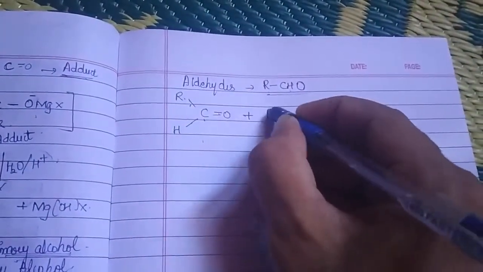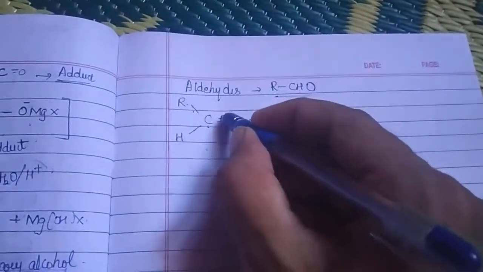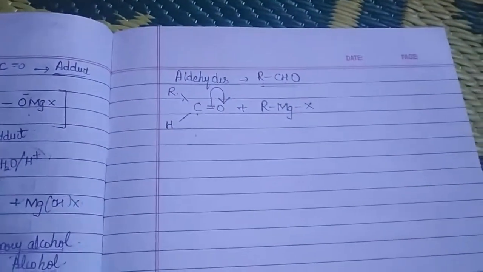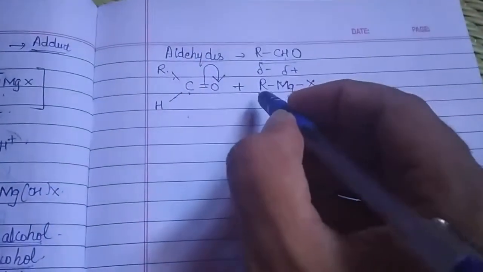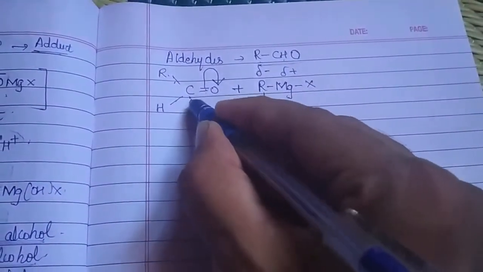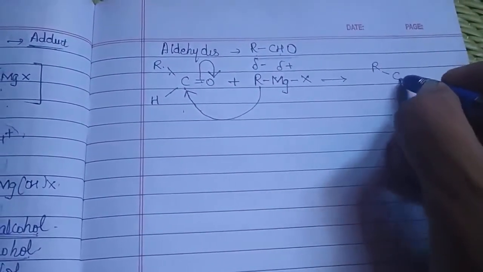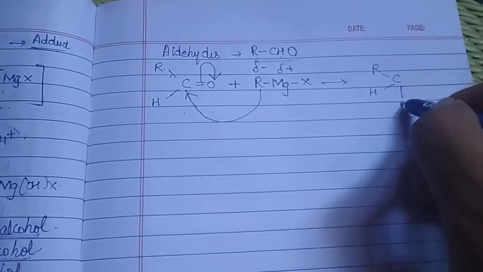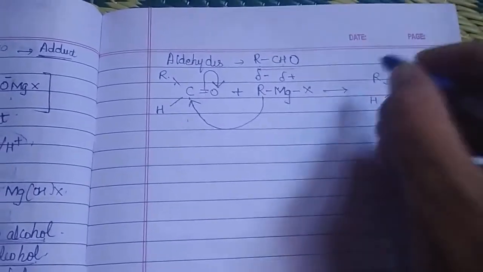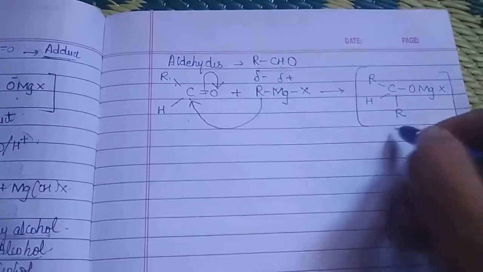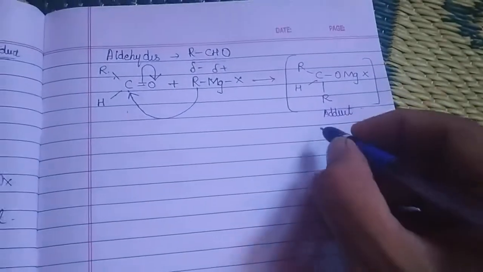When you treat this one with a Grignard reagent RMgX, what happens? Yes, here the shifting of the electrons takes place. Your R is having a delta minus, Mg is having a delta plus. So this R comes and attacks our carbon. So it will give you an adduct. So R, C, H, and here once again R, then O, Mg, X. So this is my adduct. Now once you have got an adduct, what are you going to do?